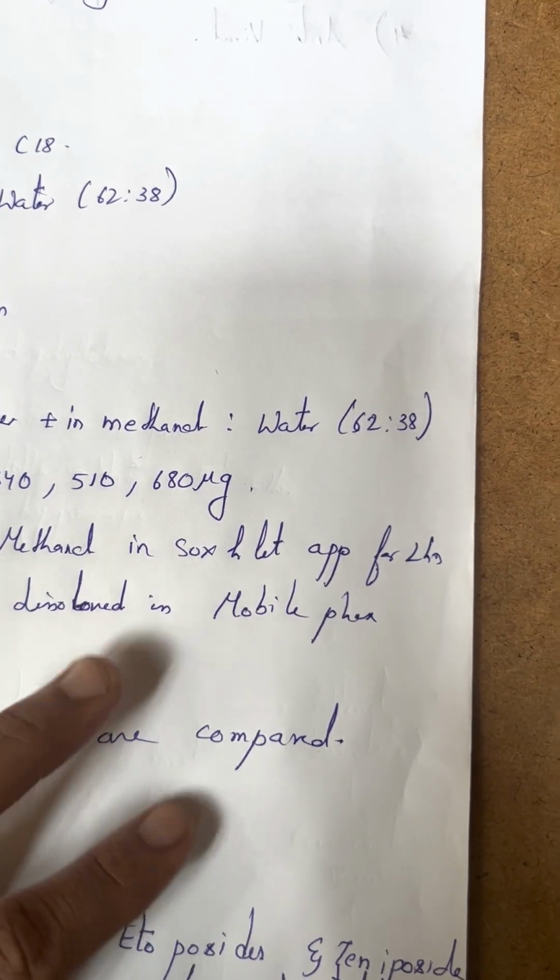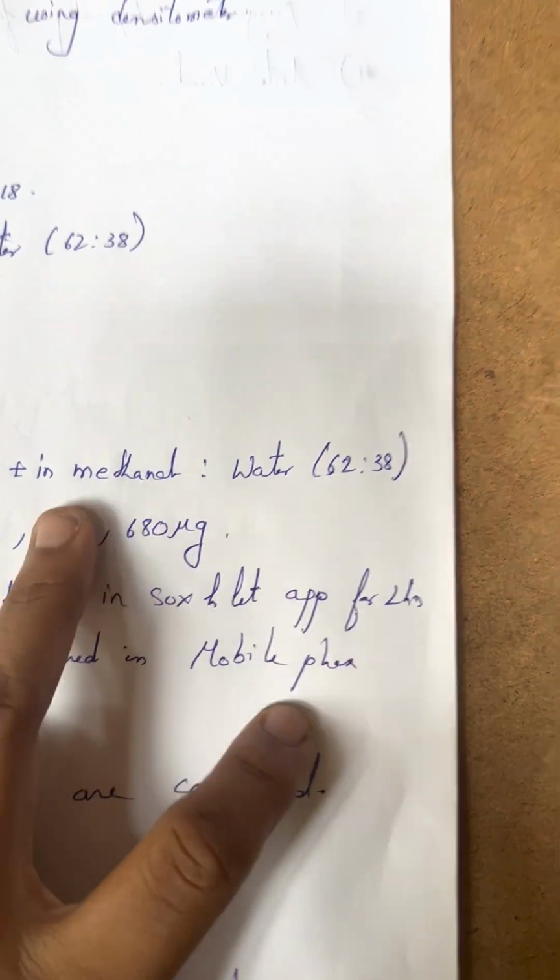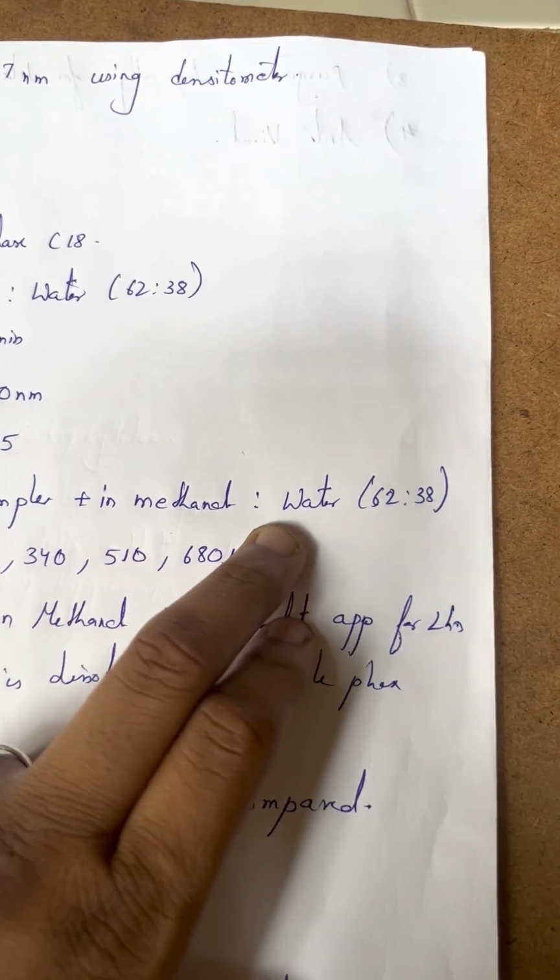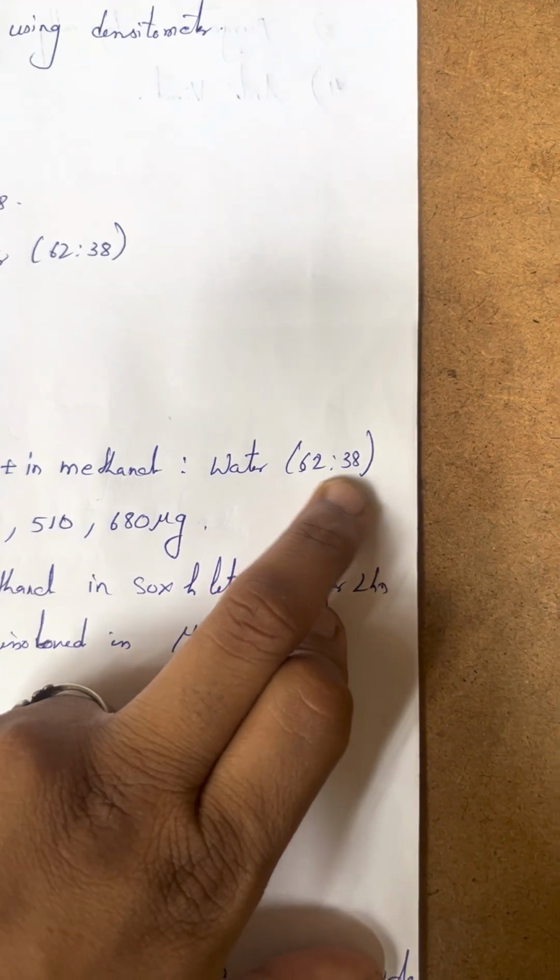That dried extract is again mixed with the mobile phase. What is the mobile phase? Methanol to water, 62:38.